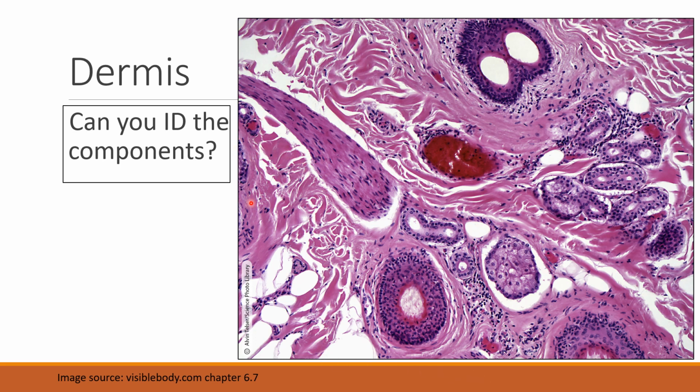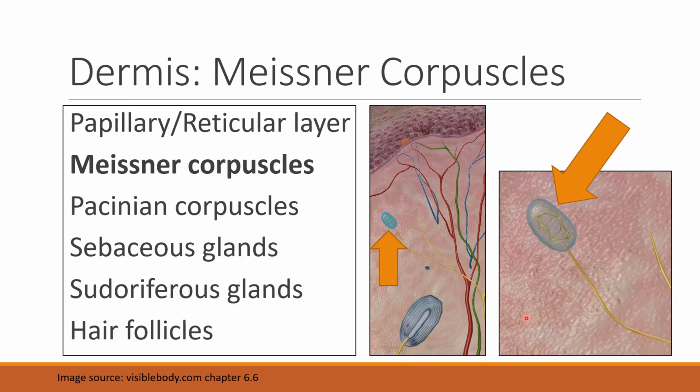And some more sweat glands. Yeah, I think those are the major components, at least that I can see in this portion of the dermis. There are a little more adipose cells over here as well. All right, so that's the papillary and reticular layer. Let's go look at some of the sensory structures in the skin.